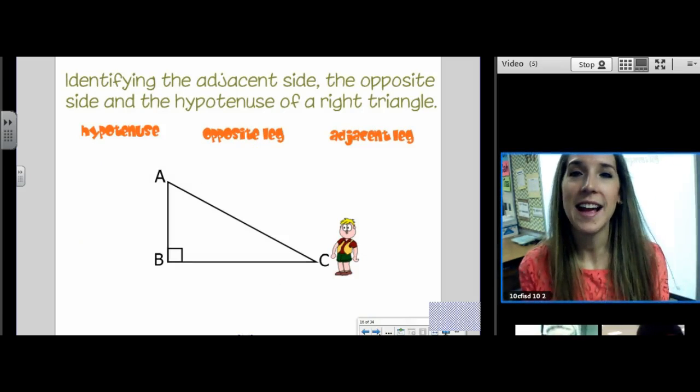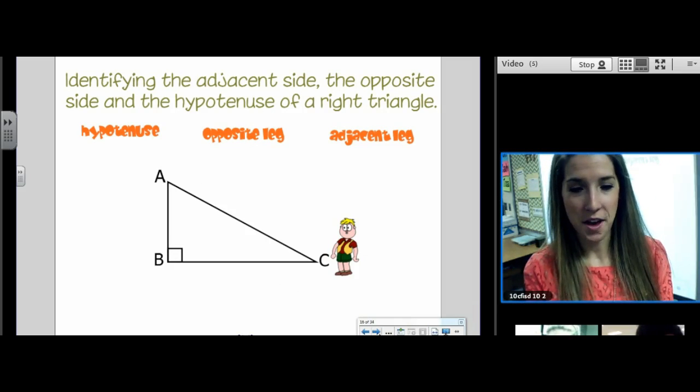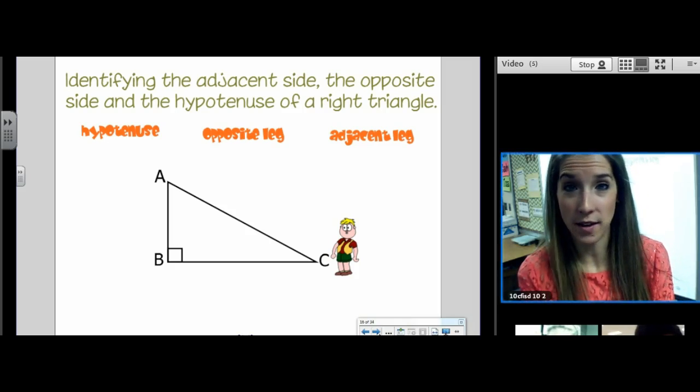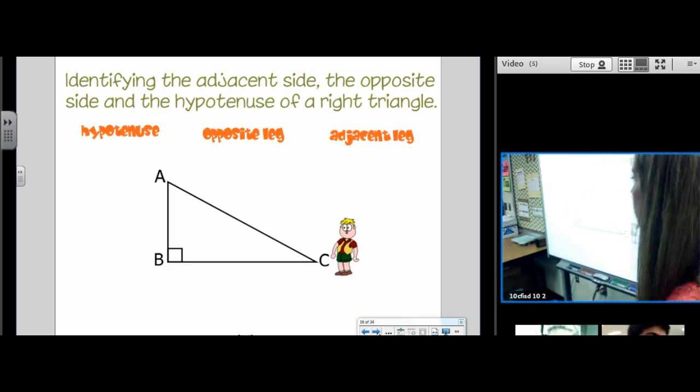Okay, now we're going to identify different parts of the triangle. We are jumping all over the place. I know. This is just how day 1 of trig is. Day 2 tomorrow will make a lot of sense.